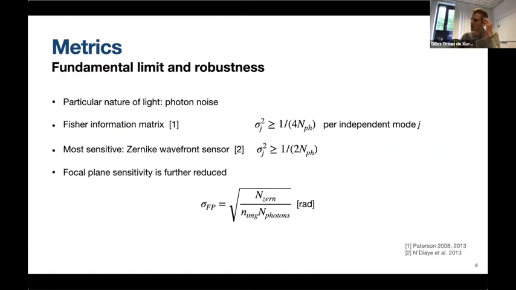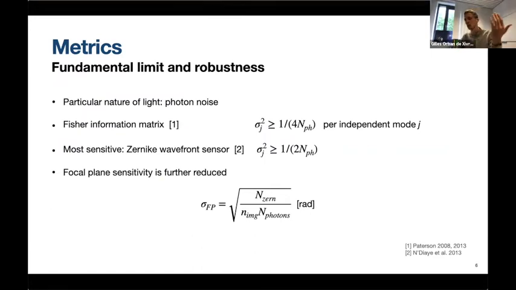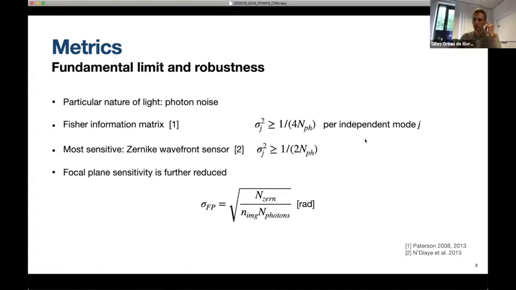But before I present results, of course, there's a question of metric. How do you evaluate how good your model is? Well, that might depend on the application. In the following slides, I will discuss two aspects. One is the sensitivity limit, so how accurately can you measure the wavefront? And then I will explore different robustness aspects of the CNN.